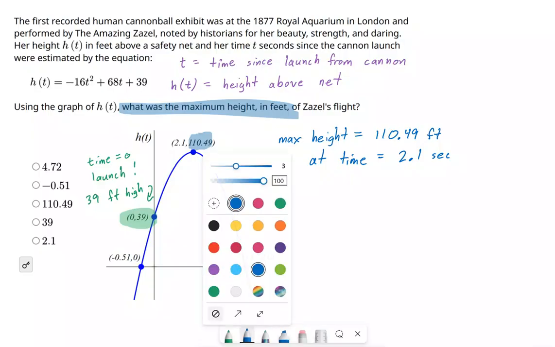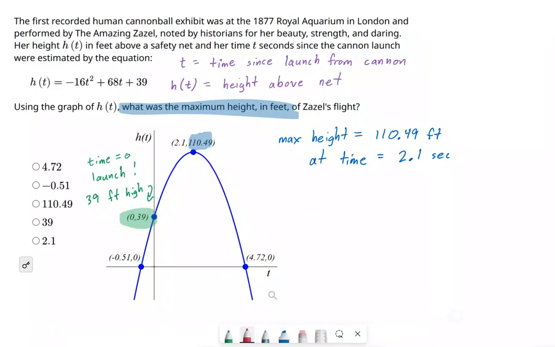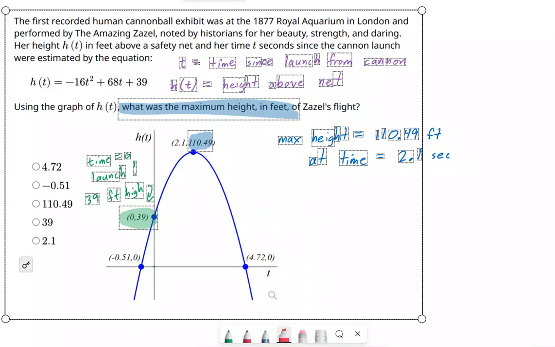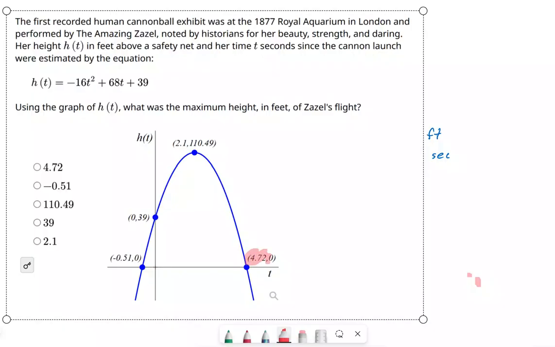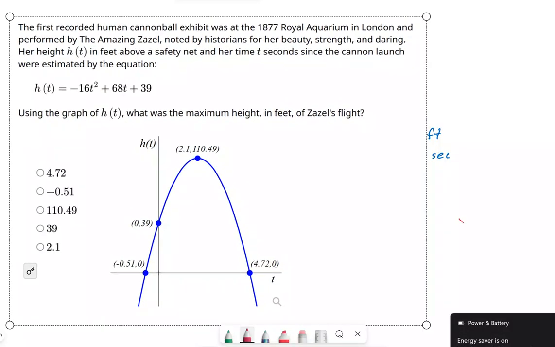Now that leads us to another part of this problem. Some versions of this question will ask you the following. They'll say, okay, well, when does she hit the net? Because that's kind of an important one. So if I were Zazzle, I would be interested in this one right here. Very, very interested in that because I want to make sure I'm hitting the net when I'm expecting to. And the way we do that is we say, okay, so we have over here time equals 4.72 seconds. And at that point, you have height equal to 0. In other words, she's been caught, hopefully, or she hit the ground, we don't know, but her height is definitely not in the air anymore. One way or another, this cannon shot is over.